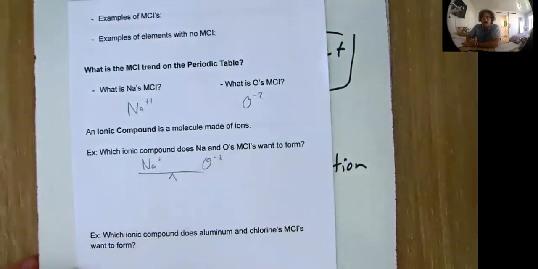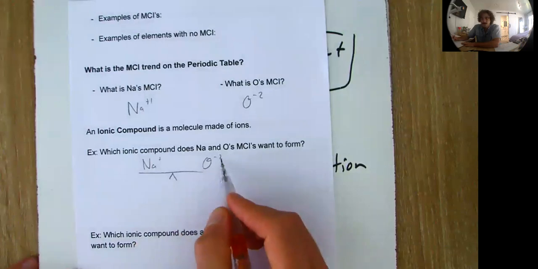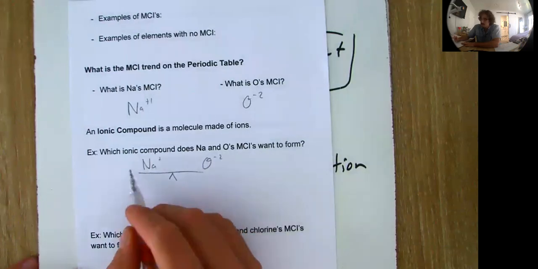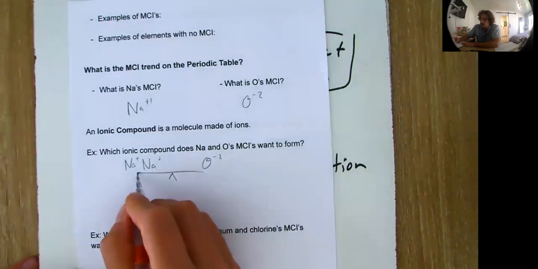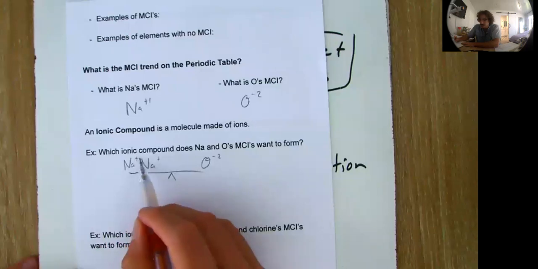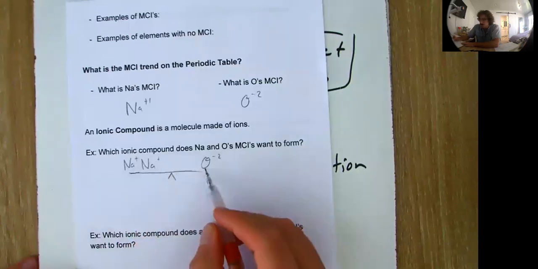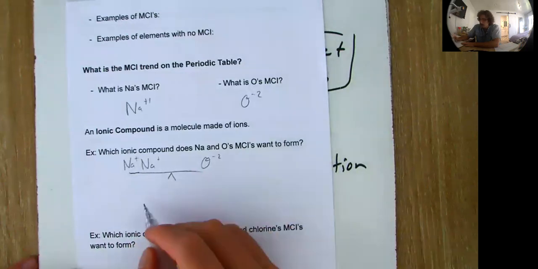Do the charges balance? No, they don't balance because this is a positive 1 and this is a negative 2. So sodium has to call over one of his other sodium friends, and now it's a fair fight. Now there's 2 sodiums that each have a positive 1 charge with 1 oxygen having a negative 2 charge. Okay, so the compound that forms looks like this.